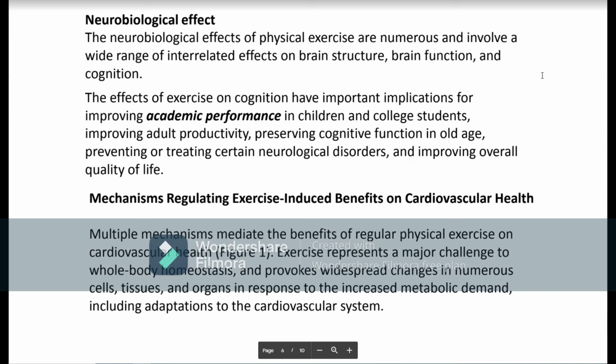Mechanisms regulating exercise-induced benefits on cardiovascular health is another topic that I would like to introduce for you. So, multiple mechanisms mediate the benefits of regular physical exercise on cardiovascular health. The next figure will demonstrate it to you. Exercise represents a major challenge to whole body homeostasis and provokes widespread changes in numerous cells, tissues, and organs in response to the increased metabolic demand, including adaptations to the cardiovascular system.